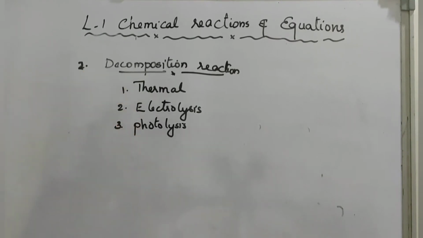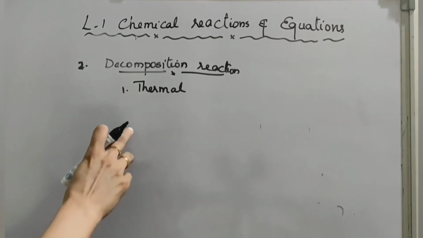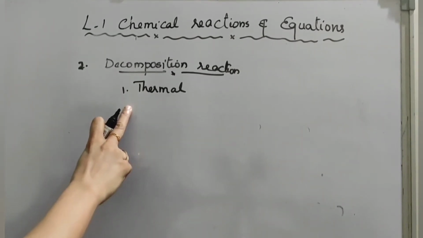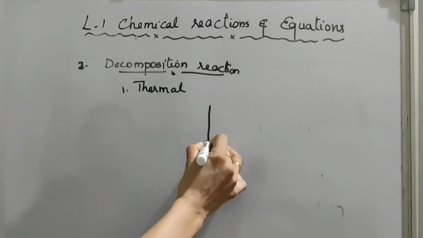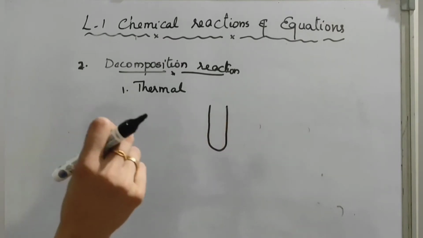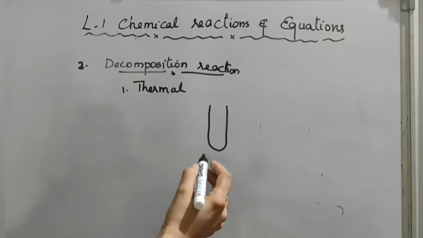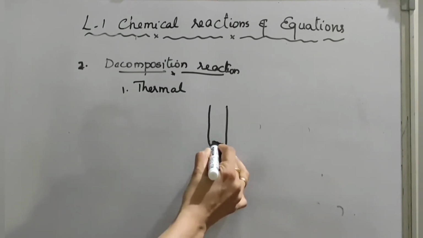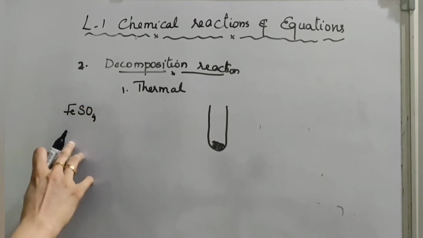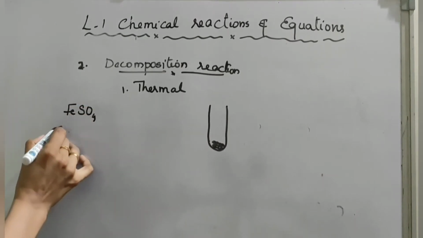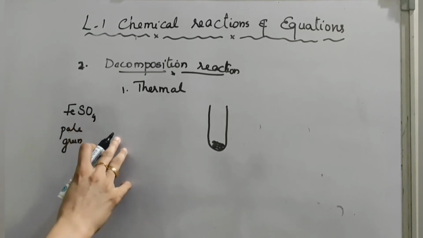Let's check the activity. First one, thermal decomposition. Take ferrous sulfate crystals in a dry boiling tube. Dry boiling tube means a dry test tube, no need of water molecules. Very important thing, remember, dry test tube. Take some ferrous sulfate crystals. Let's look at that. FeSO4, ferrous sulfate crystal. The color of the ferrous sulfate crystal is pale green. Very important, pale green is the color of ferrous sulfate.